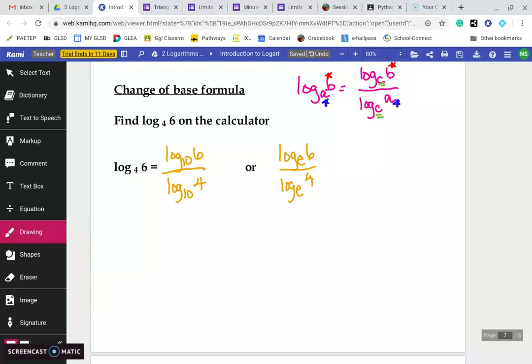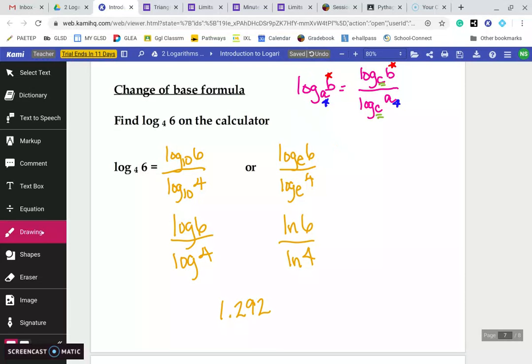So that means in my calculator, I'm either going to type log of 6 over log of 4, and don't forget parentheses, or I'm going to type in natural log of 6 over natural log of 4. Either way, and you can test this to make sure, you're going to get 1.292 for your answer. So, change of base formula tells me no matter what log I have, if I want to plug it into the calculator, I have to change it to log base 10 or log base e.